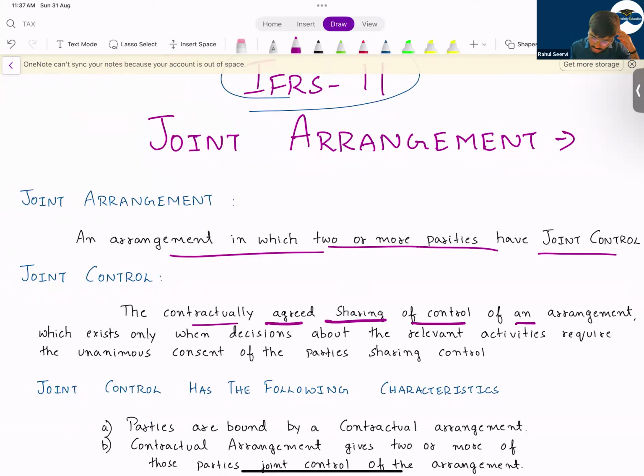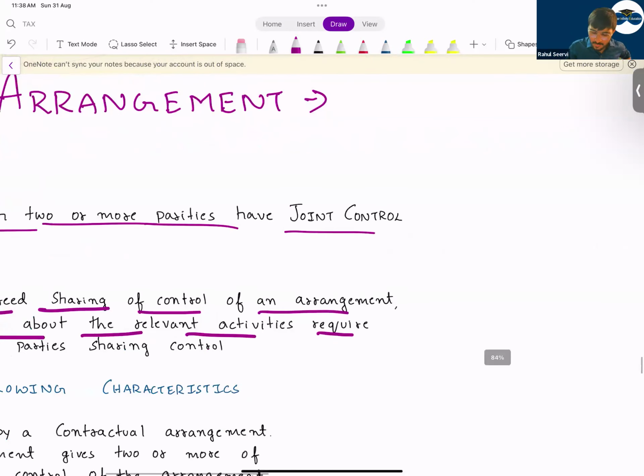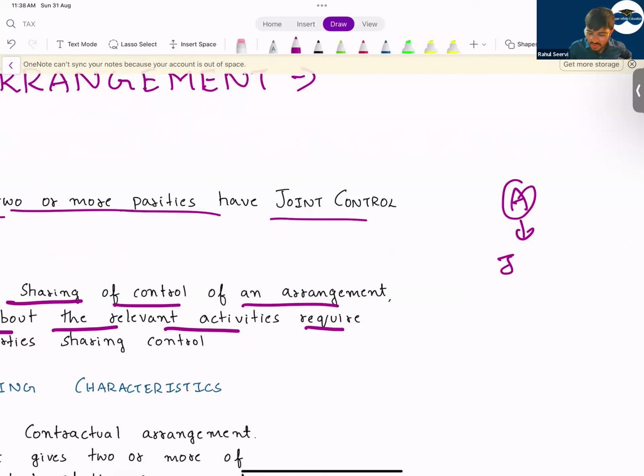The contractually agreed sharing of control of an arrangement, which exists only when decisions about the relevant activities require the consent of both the parties. Both the parties should provide the consent. If I say today a company is there and I have joint control, with me being X and the other person being Y, that means both the parties should give consent. Then only we can move forward.